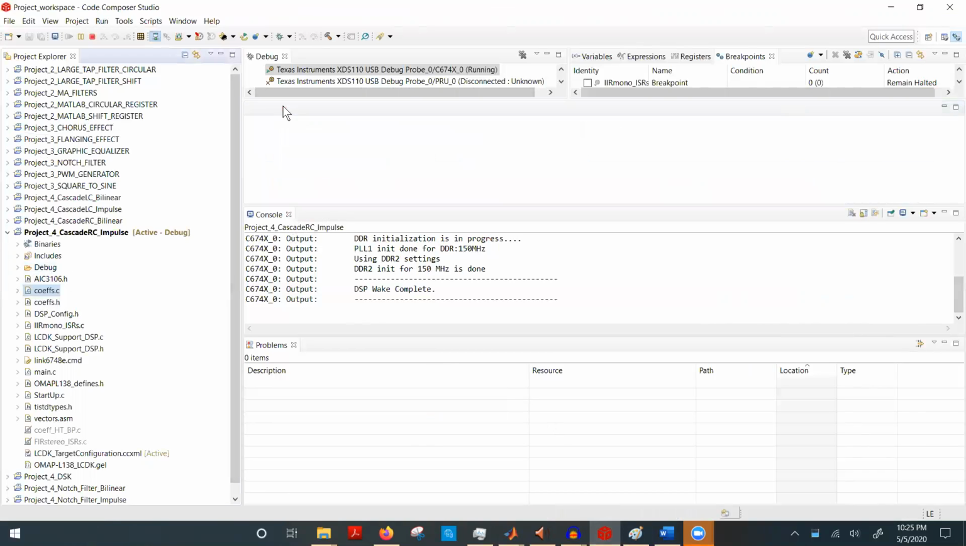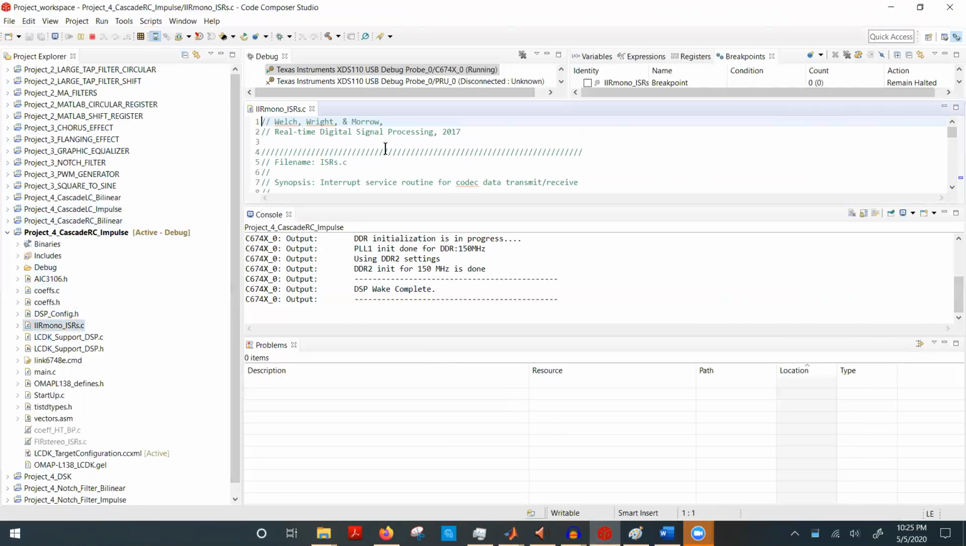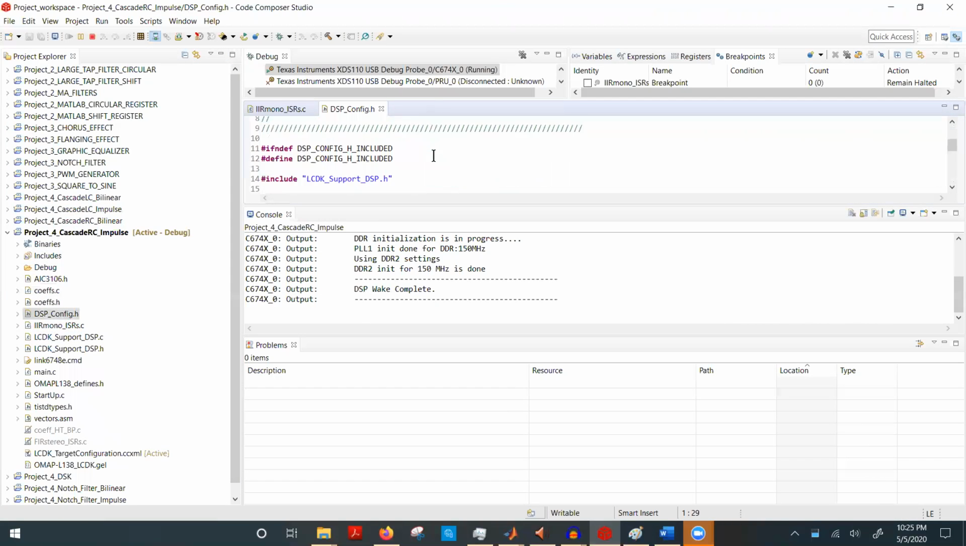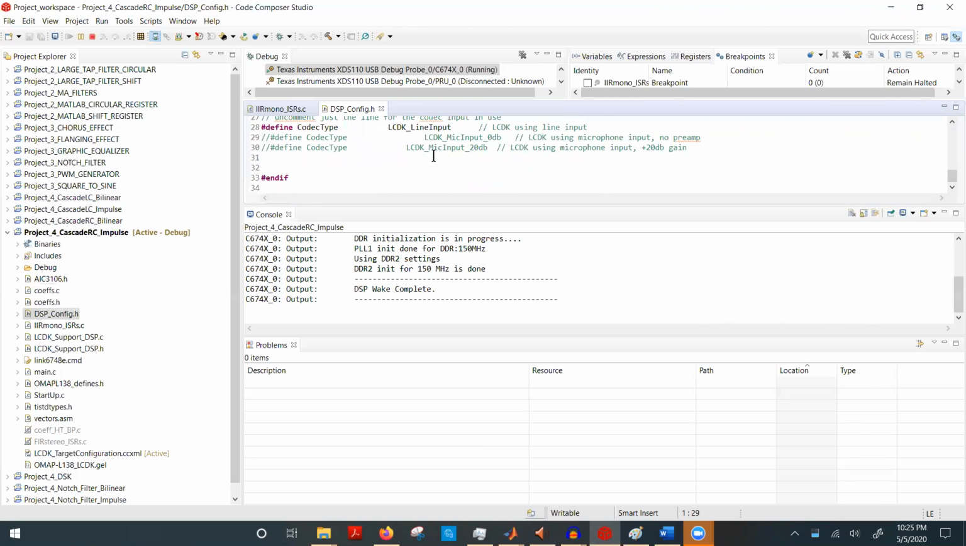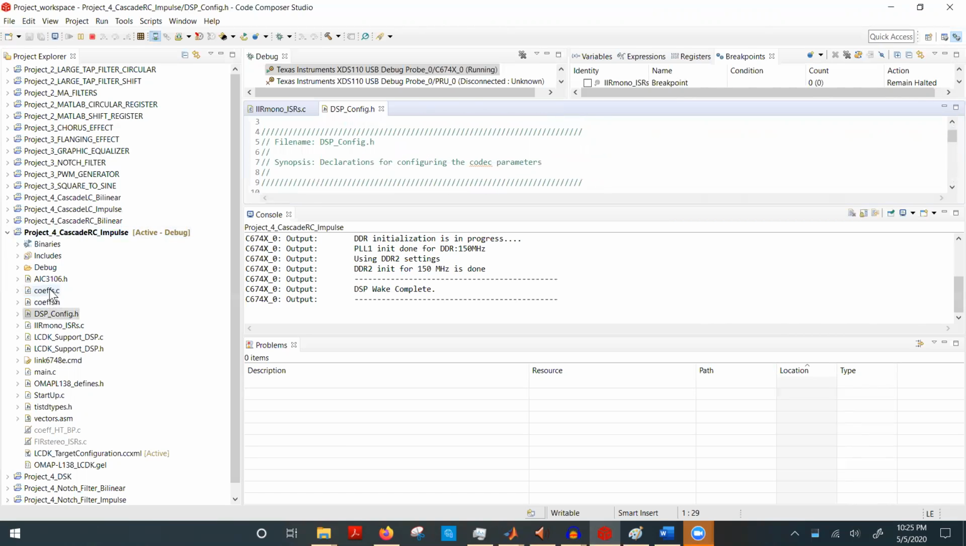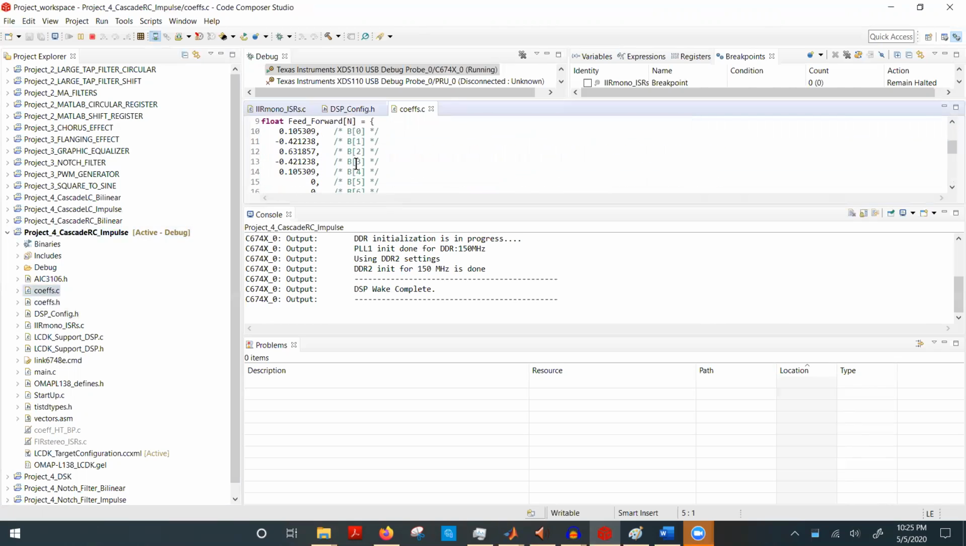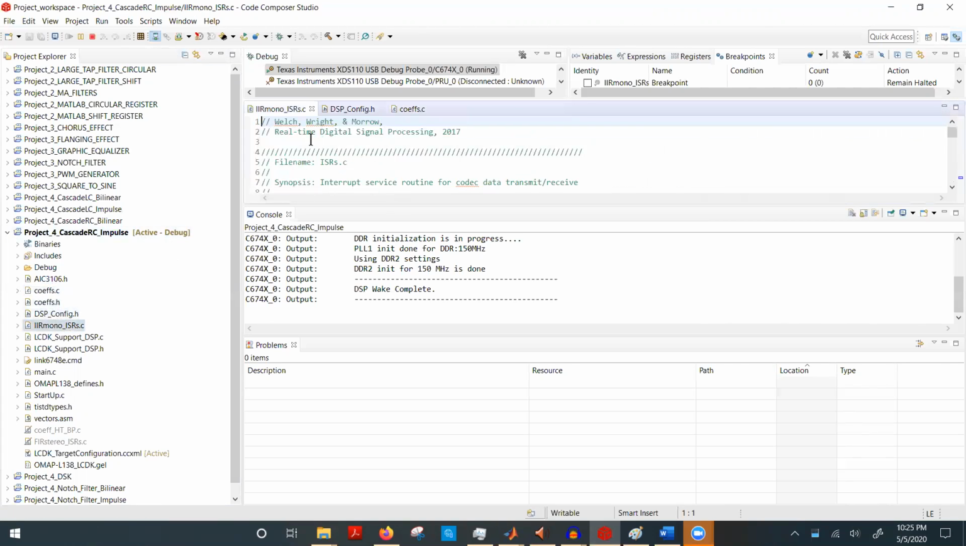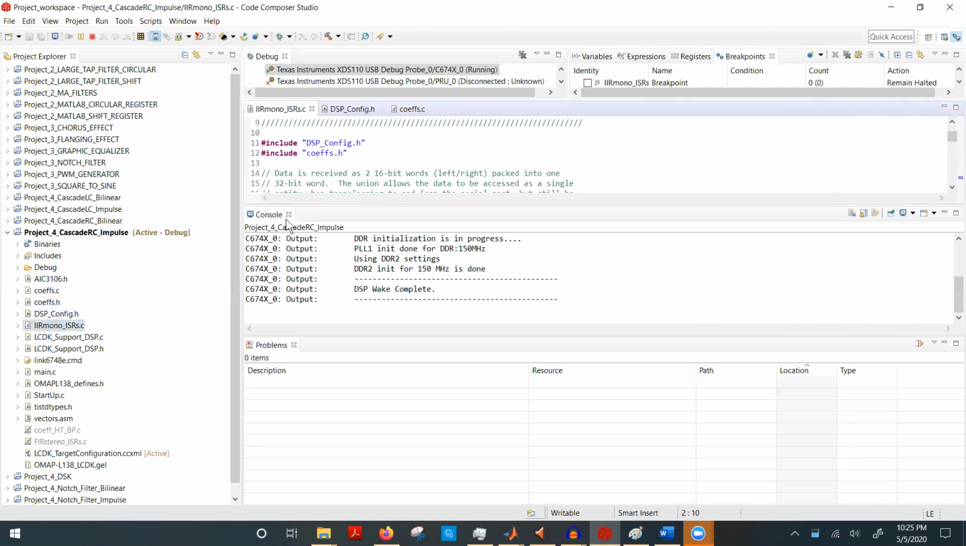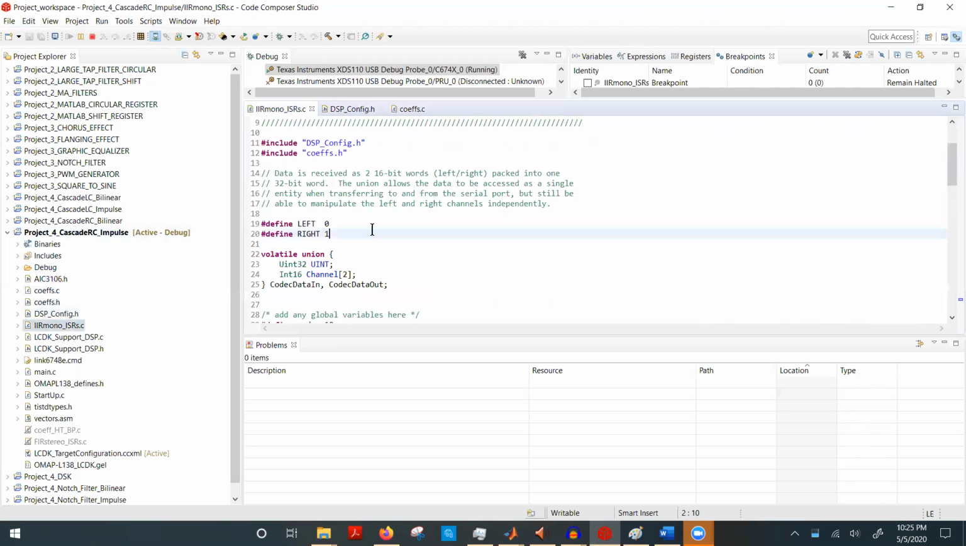Let's do the impulse response first. It doesn't really matter. If I go to the DSP configure header, make sure my sample frequency is 8,000. I have the coefficients that I generate, the feed forward and the feedback coefficients right here. I have the IIR filter, and the IIR filter design is going to be the same as with the notch filter.